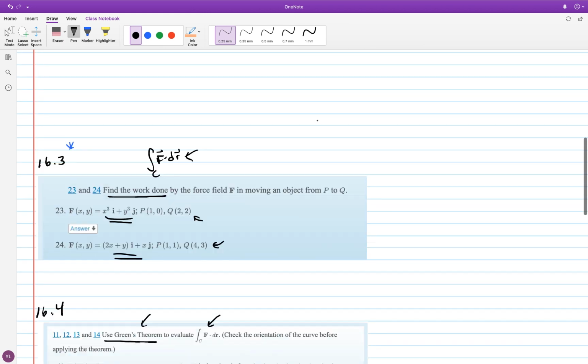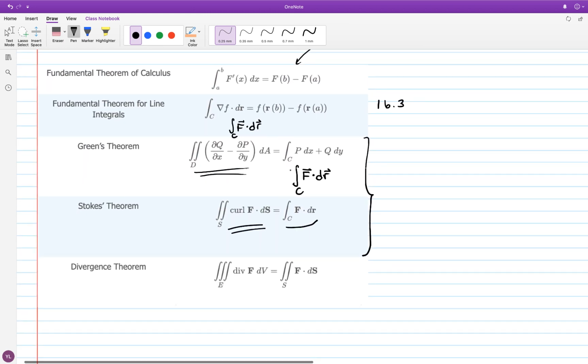And, at the end of the day, that's the power of these theorems. We're saying that a double integral or a surface integral is equal to a particular line integral. In several of the exercises, you were asked to verify that equality. So crank out this double integral, crank out the line integral, and answer for yourself which one of those computations was easier.